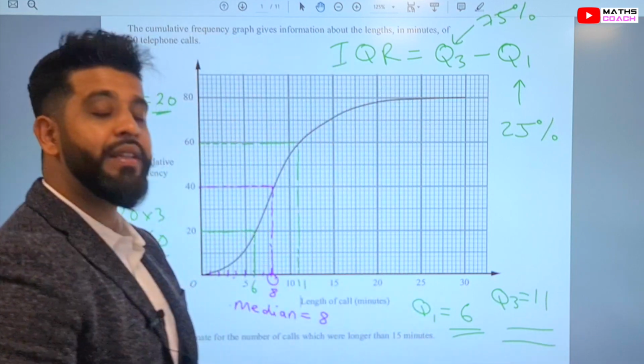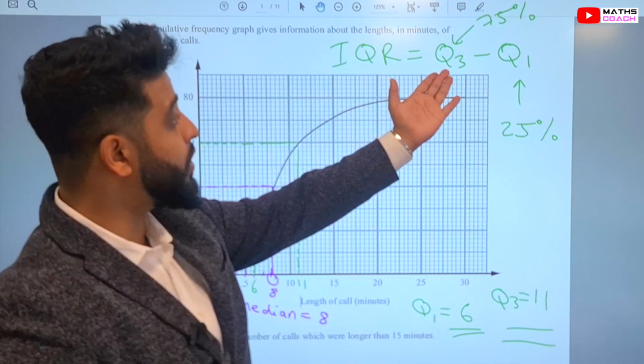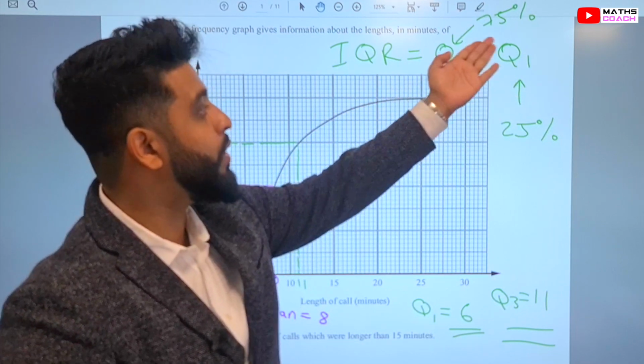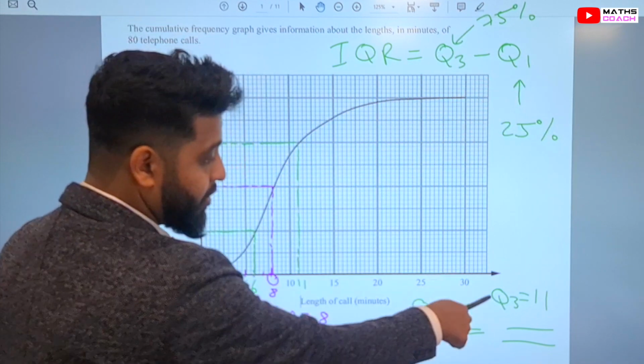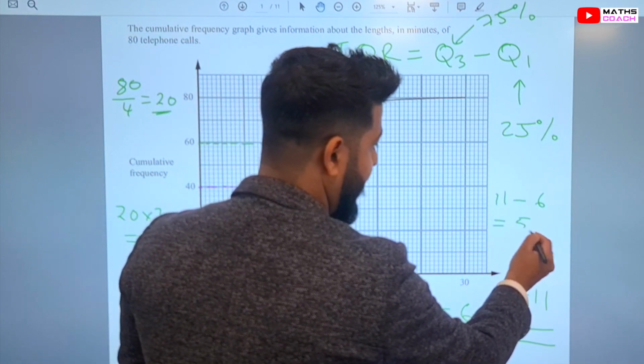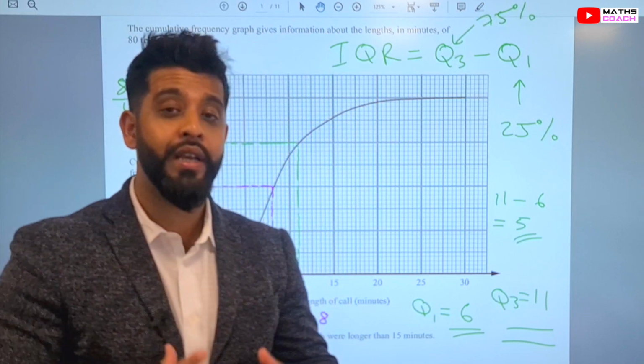So how do we find the interquartile range? Well, the interquartile range is the third quartile take away the first quartile, or the upper quartile take away the lower quartile. So therefore, it's going to be 11 minus 6, which gives us 5. So the interquartile range is 5.